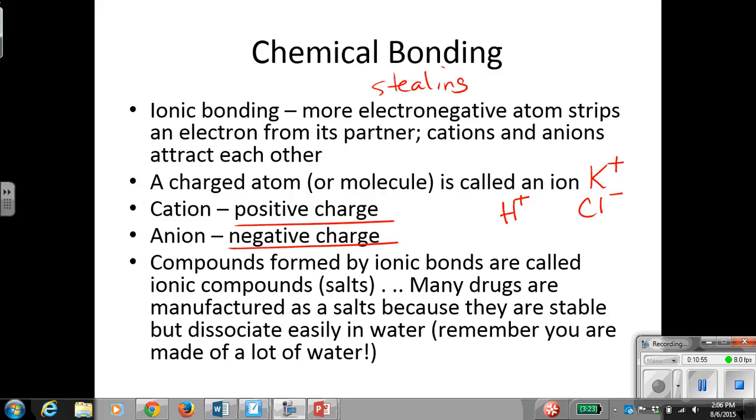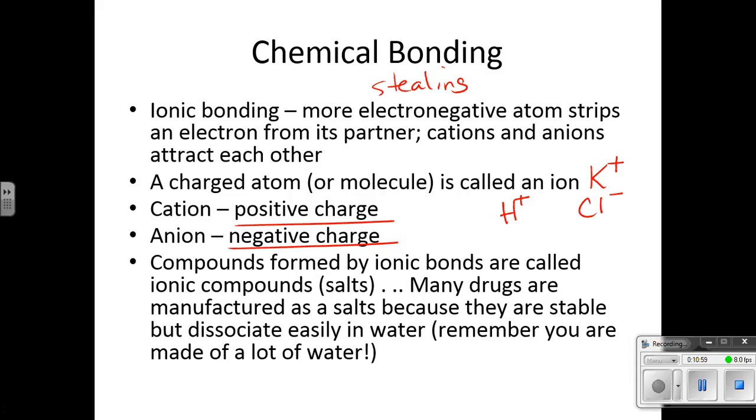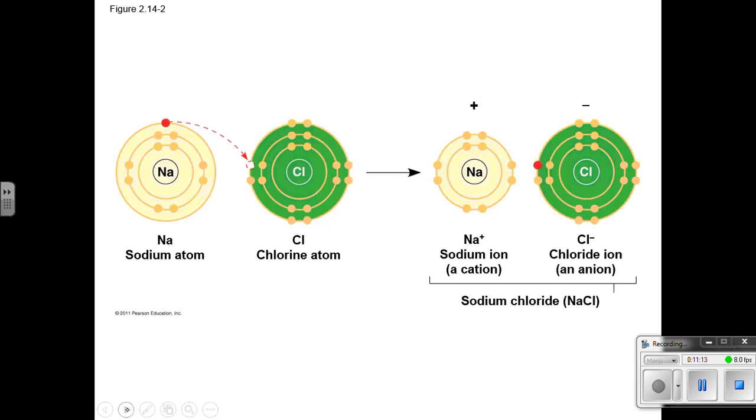Compounds formed by ionic bonds are called ionic compounds. They're salts. Many drugs are manufactured as salts because they are stable but dissociate easily in water. Remember, you're made out of a lot of water, so anything you take, you want it to dissociate very quickly and break down and do whatever it's meant to do. And this is just showing how that ionic bonding happens, where this one is actually kind of stealing an electron from the other.